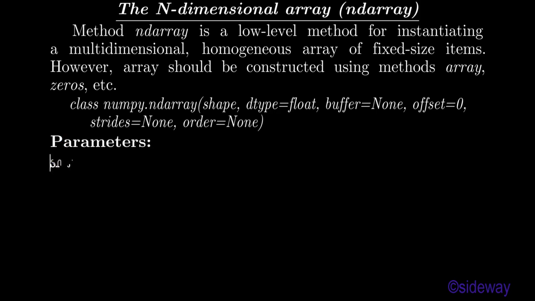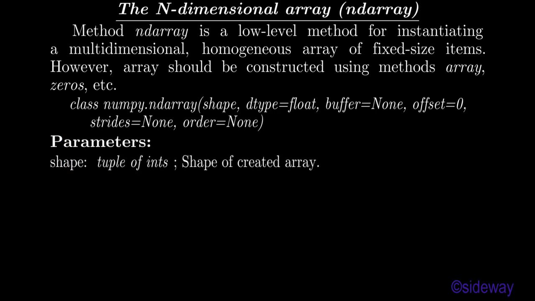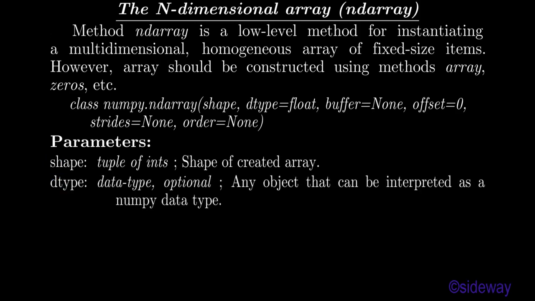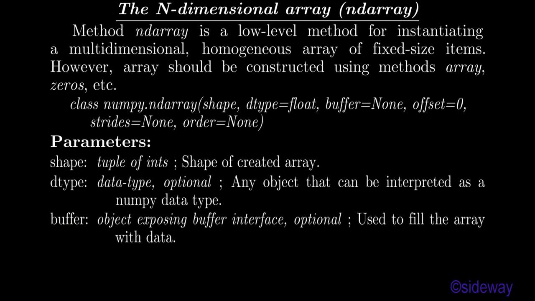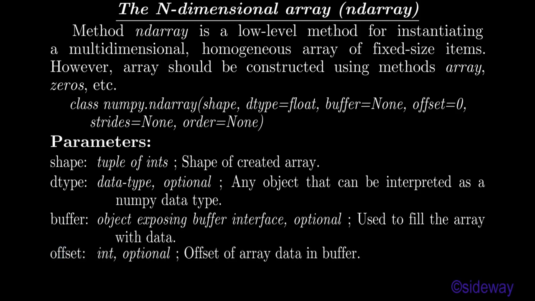Parameters. Shape: tuple of ints, shape of the created array. Dtype: data type, optional, any object that can be interpreted as a NumPy data type. Buffer: object exposing buffer interface, optional, used to fill the array with data. Offset: int, optional, offset of array data in buffer.